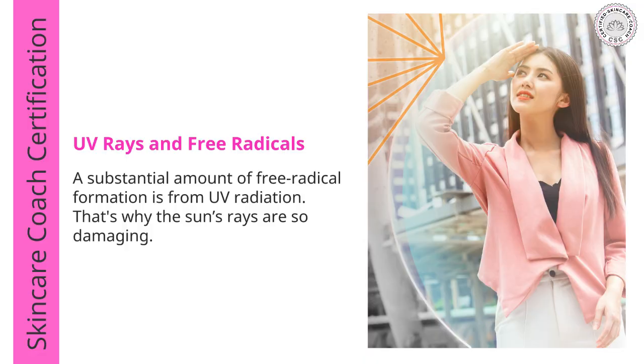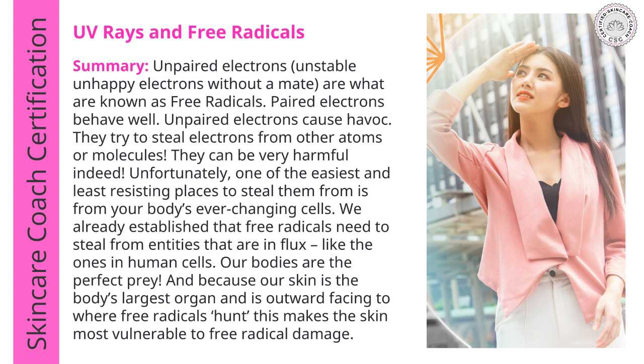So what happens when UV light and UV rays have an association with free radicals? Well, a substantial amount of free radical formation is from UV radiation, and that's why the sun's rays are so damaging. So in summary, unpaired electrons, unstable, unhappy electrons without a mate are what's known as free radicals.